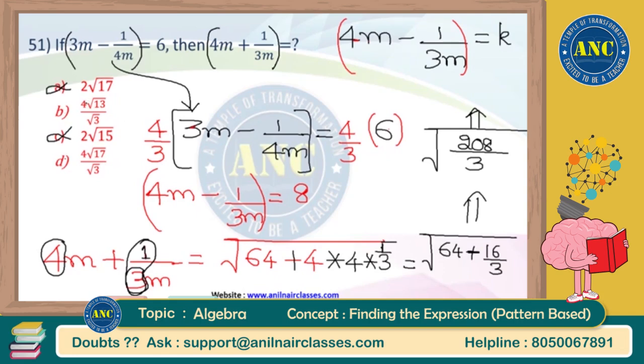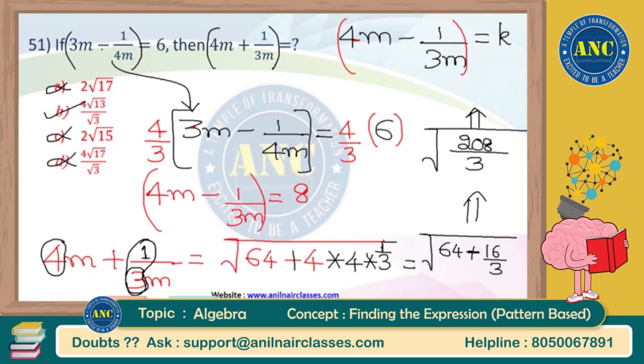Now option B has 4 outside the square root. If I bring it inside, it becomes square root of 16 into 13. Square root of 16 into 13 is nothing but 208. So you can mark that option. Fourth option can be eliminated. I hope the idea is clear.